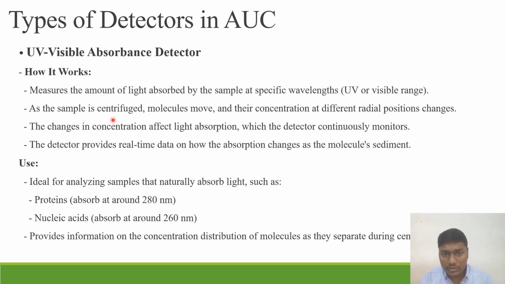As the sample is centrifuged, the molecules move and their concentration at different radial positions changes. The changes in concentration affect light absorption, which the detector continuously monitors. It is a continuously monitoring device. This detector provides real-time data on how absorption changes as molecules sediment. It is ideal for analyzing samples that naturally absorb light, such as proteins, which absorb around 280 nanometers, and nucleic acids, which absorb around 260 nanometers. This provides information on the concentration distribution of molecules as they separate during centrifugation.